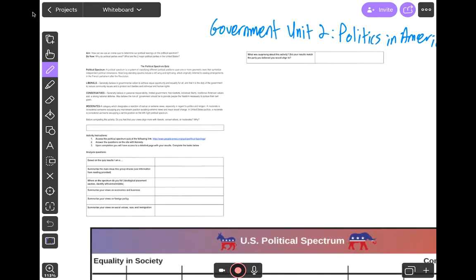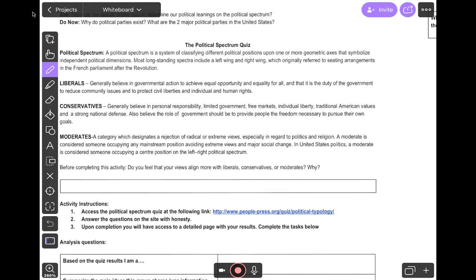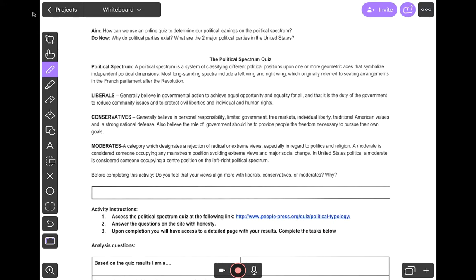So we'll look at the assignment first, and you'll see that the aim states, how can we use an online quiz to determine our political leanings on the political spectrum? And this term is something that is new for us, a political spectrum. I'm going to show you the political spectrum to understand what this reference is and how it displays the political ideas found in American society.